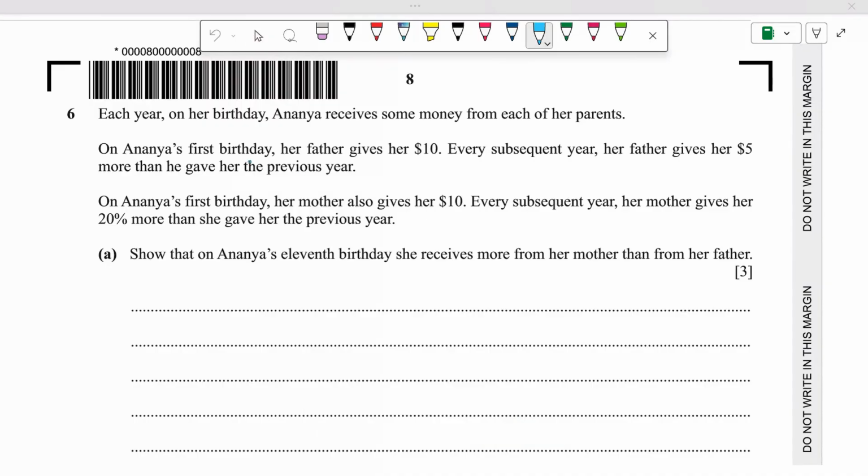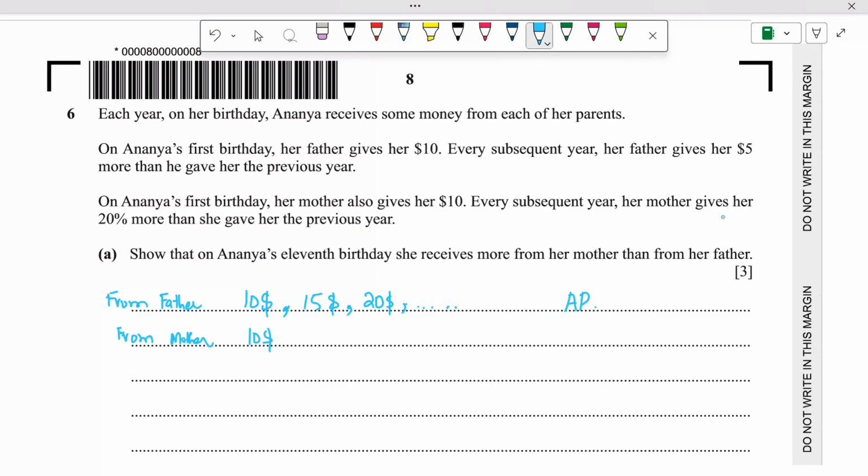On the first birthday, her father gave her $10, and then for the next year it increased by $5, so it will be $15. And then in the third year she will get $20. So it is like an arithmetic progression. On Anaya's first birthday, her mother also gives her $10. The first $10 is from father, and the other from mother.